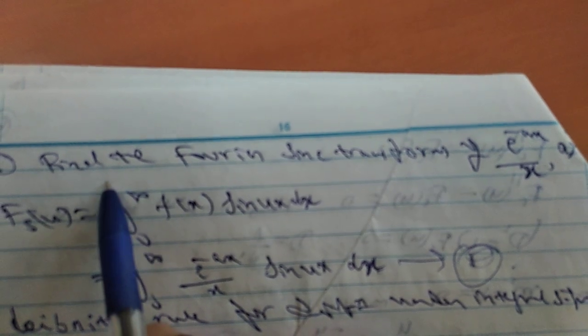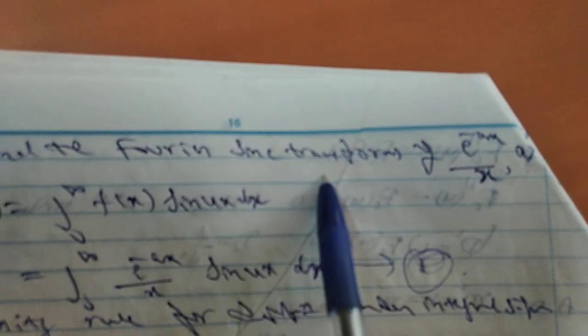So next problem, find the Fourier sine transform of e power of minus ax divided by x. So a is greater than 0, a is a constant. So you have to obtain the sine transform. So what is the formula? Fourier sine transform is given by the formula F of u is equal to integral of 0 to infinity f of x sin ux into dx.